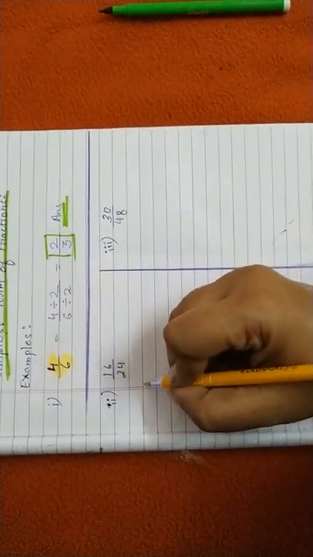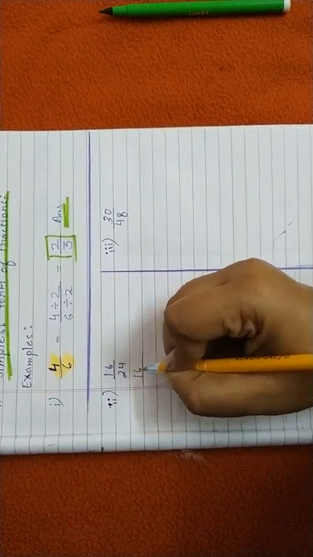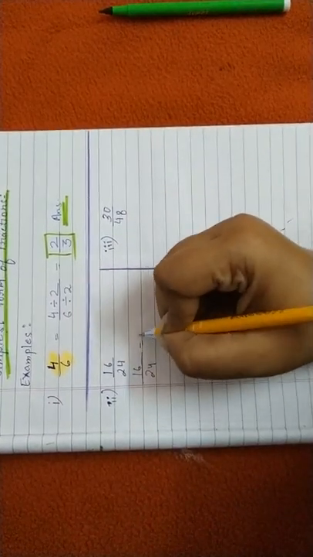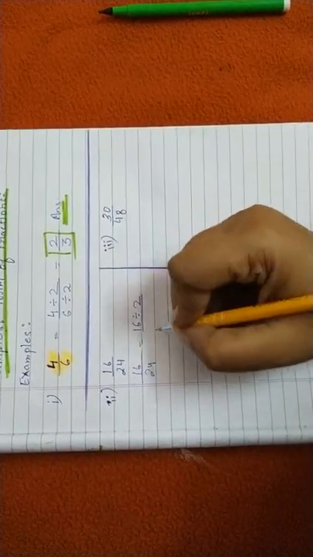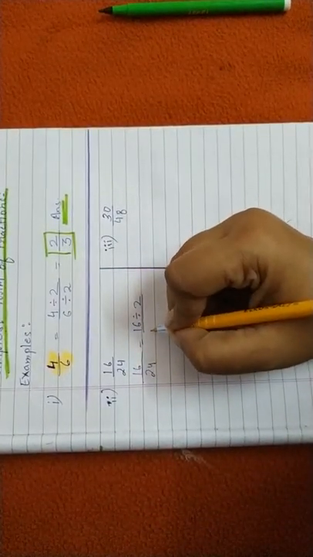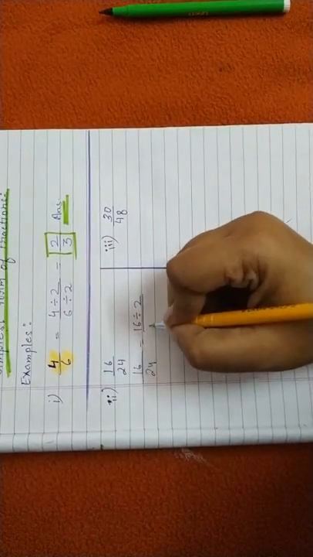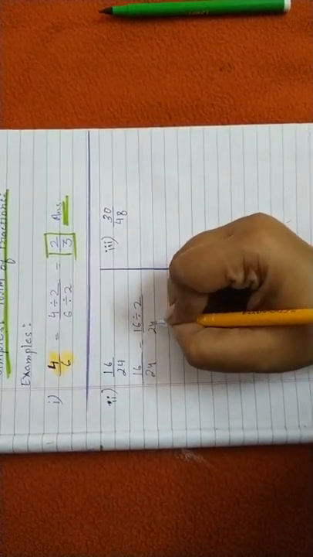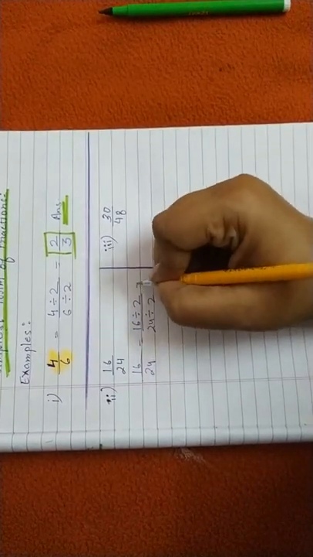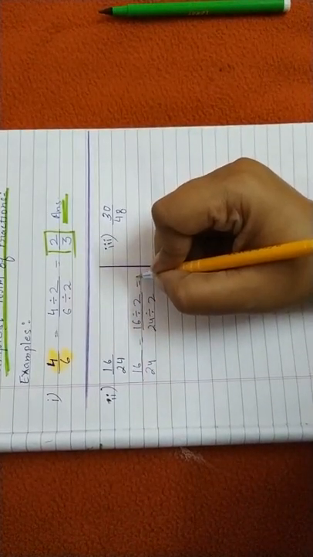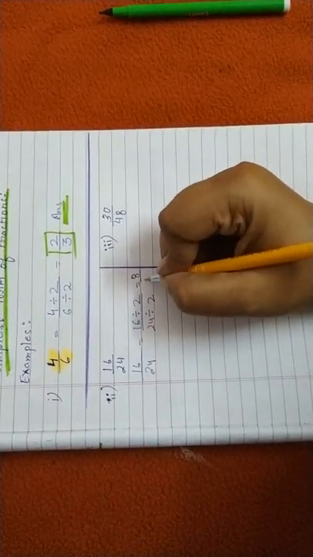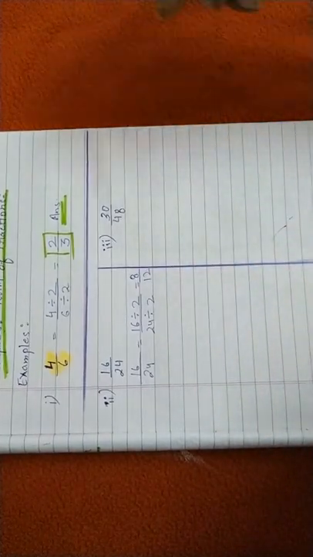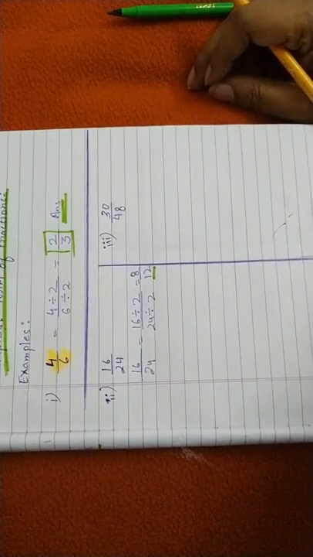So 16 upon 24 is equal to 16 divided by what, children? 2. Then what will I write? 24 divided by 2. 16 divided by 2 is what, children? Tell me. 8. Very good. And this is what? 12. So what is our number? 8 upon 12. But do you think it is the smallest form?